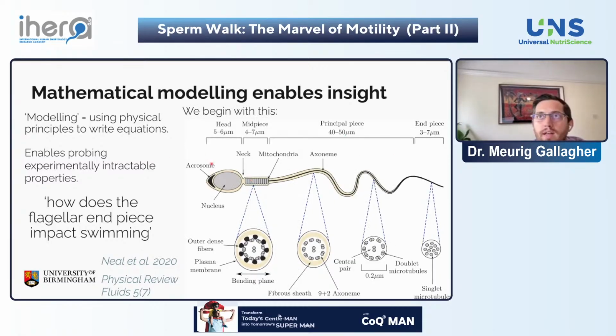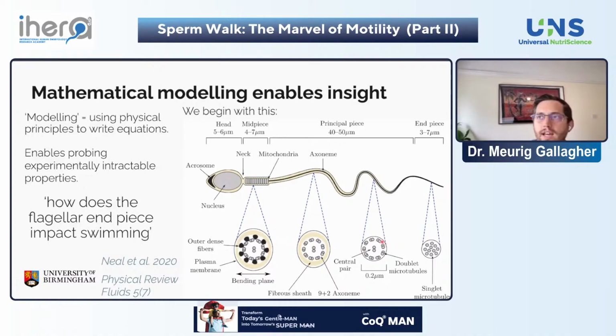So we began with this, which is a schematic that you're probably all quite familiar with. Here we have the axoneme, just like the previous speaker talked about. The axoneme runs all the way down the principal piece with this 9+2 arrangement of microtubules. And then in this final section, the end piece, you lose that axoneme structure and you end up with just these singlet microtubules that are just moving past each other. So really the question is, how can we understand what's going on in that final region?